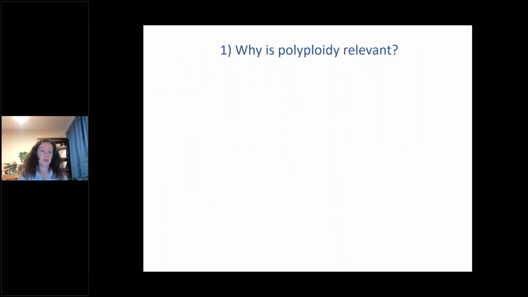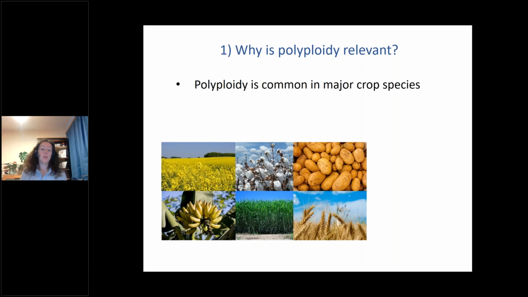So coming back to my question, why is polyploidy relevant? Polyploidy is common in many major crop species that we rely on around the world today. And yet polyploidy hides variation. There is this functional redundancy within polyploid genomes between the homologs, which really limits the variation in terms of phenotype that we've been able to tap into.